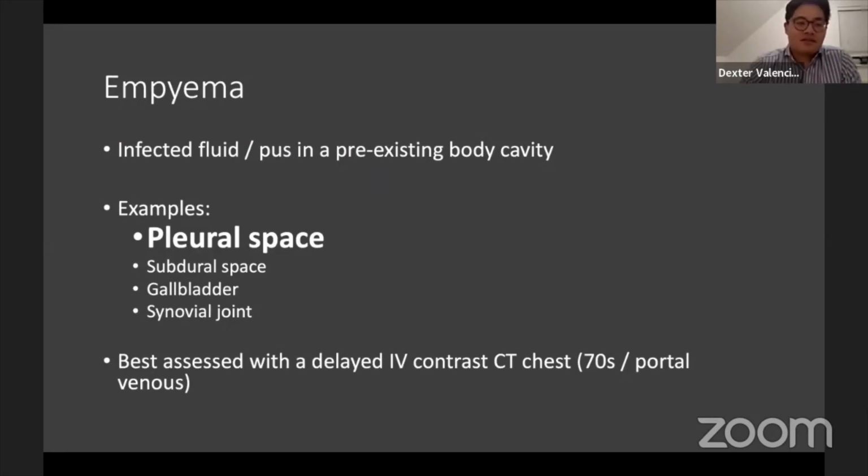Empyema relates to infection, so infected fluid within a pre-existing body cavity. So it's not just the pleural space, which is what we're talking about today. It can be in other places like the subdural space, the gallbladder, a synovial joint. And normally we give contrast to show the enhancement of the pleura because it's inflamed and infected.